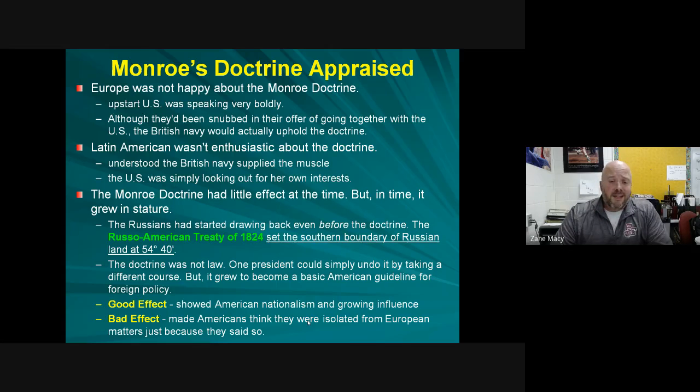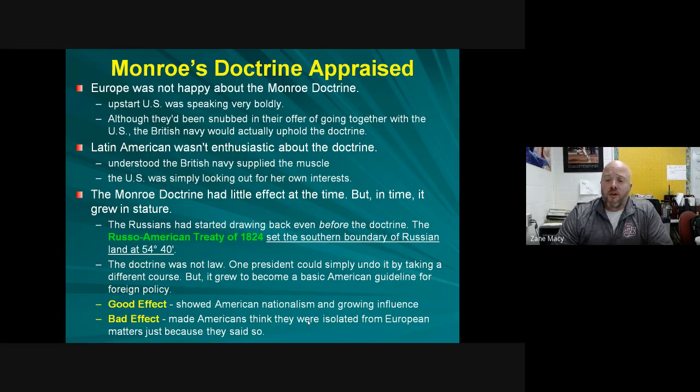Latin America wasn't exactly enthusiastic about the doctrine either. They understood that the British Navy supplied the muscle. The United States government was simply looking out for our own interests, and they had to realize that maybe at some point we would start looking to the South, possibly for expansion, for resources, whatever the case might be. The Monroe Doctrine had little effect at the time, but decades down the road, it's going to grow in stature, in power, and influence.